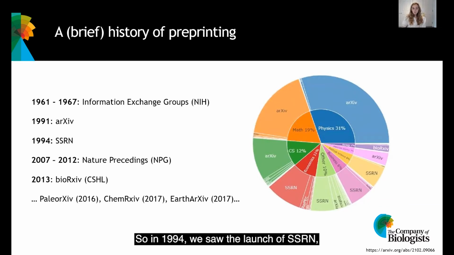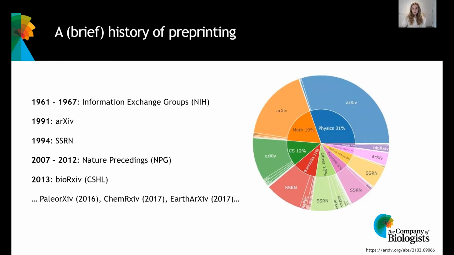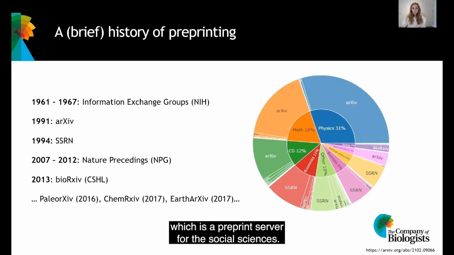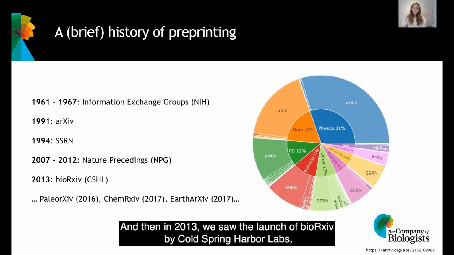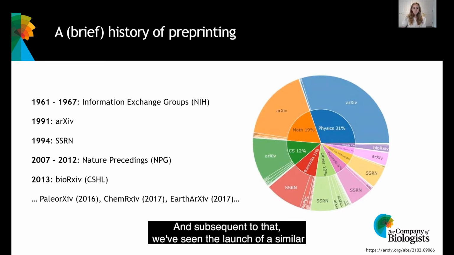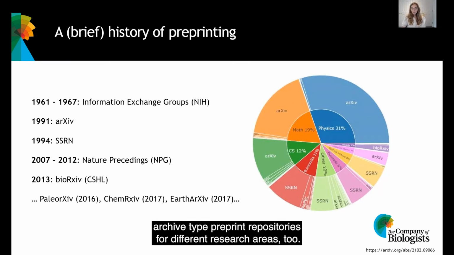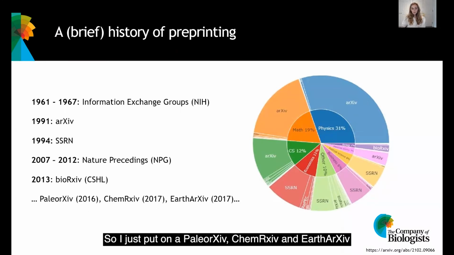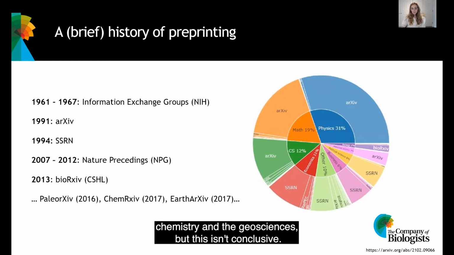So in 1994, we saw the launch of SSRN, which is a preprint server for the social sciences. And then in 2013, we saw the launch of bioRxiv by Cold Spring Harbor Labs. And this is the main preprint server for research in the biological sciences. And subsequent to that, we've seen the launch of similar arXiv-type preprint repositories for different research areas too. So I've just put on there PaleoRxiv, ChemArchive, EarthArchive for paleontology, chemistry, and the geosciences, but this isn't conclusive.